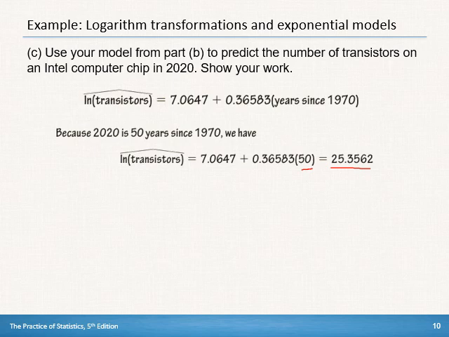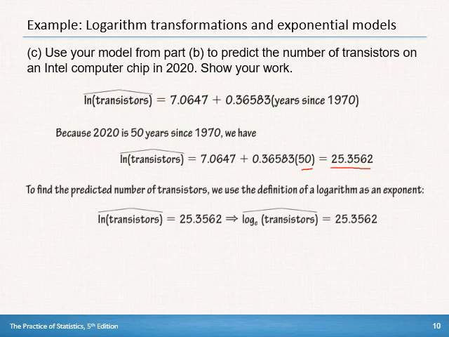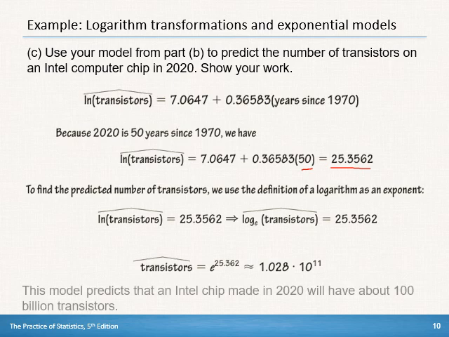So we need to take the natural log of the transistors equals 25.3562. So we need to raise e to that power. Remember that natural log is log base e. And so if we take e and raise it to that power, that gives us 1.028 times 10 to the 11. So that's really big. That's about 100 billion transistors is what we would predict.